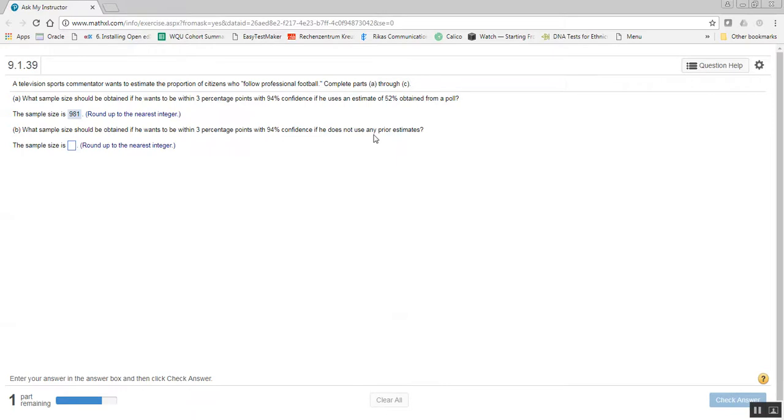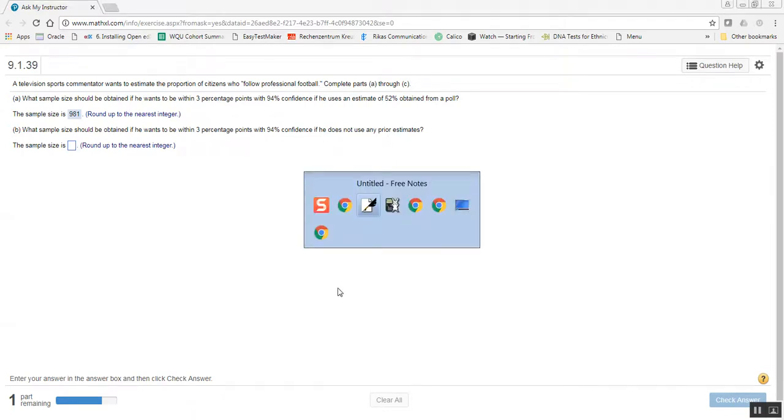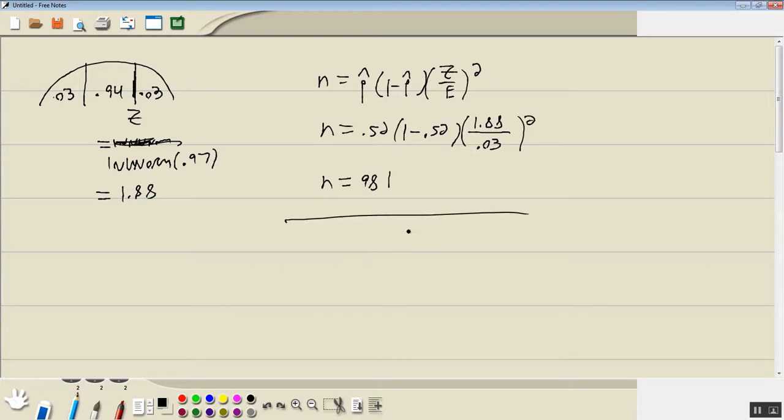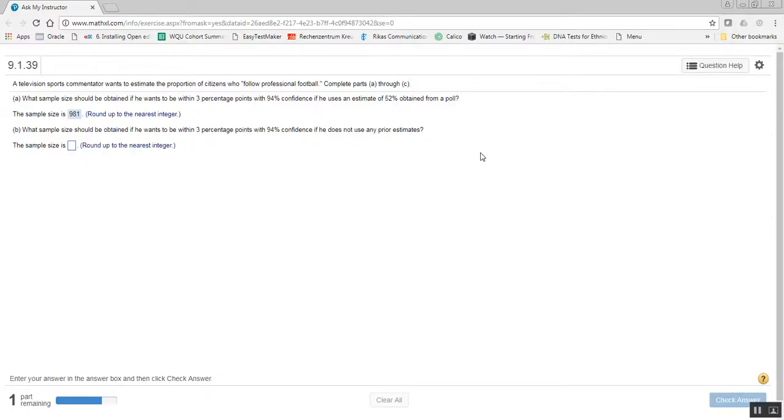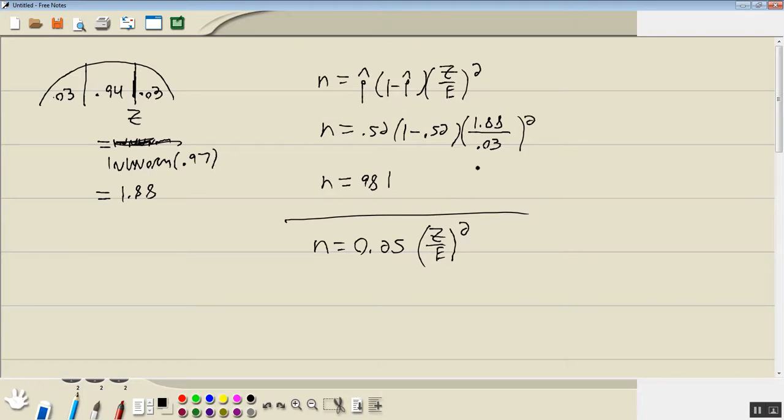What's this one? Does not use any prior estimates. Then this would be, I won't actually do it, but this one would be using this formula: 0.25 times z divided by e squared. It's the same z you have up here, it's the same e. Is it same e? Yeah, same e. So you just plug in 1.88 and 0.03, and that'll give you your answer.